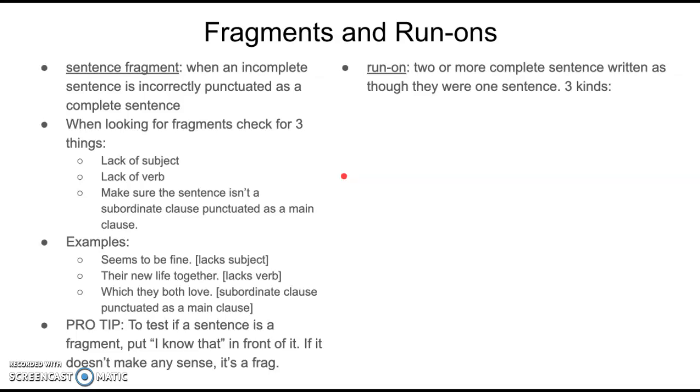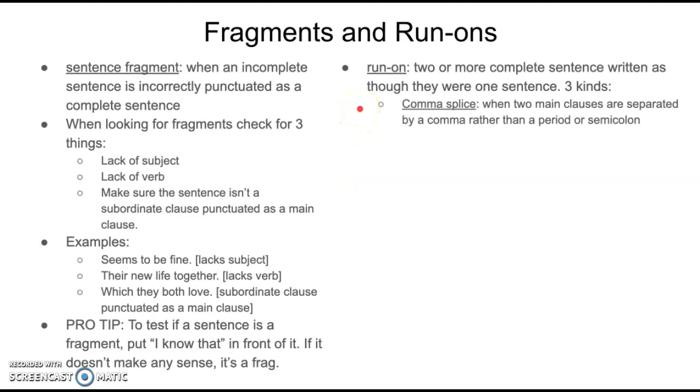A run-on is the opposite of a fragment. It's when you have two or more complete sentences that are written as though they were just one sentence. There's three basic types of run-ons. You have a comma splice. This is the most common. It's when you have two clauses that are separated by a comma rather than a period or a semicolon.